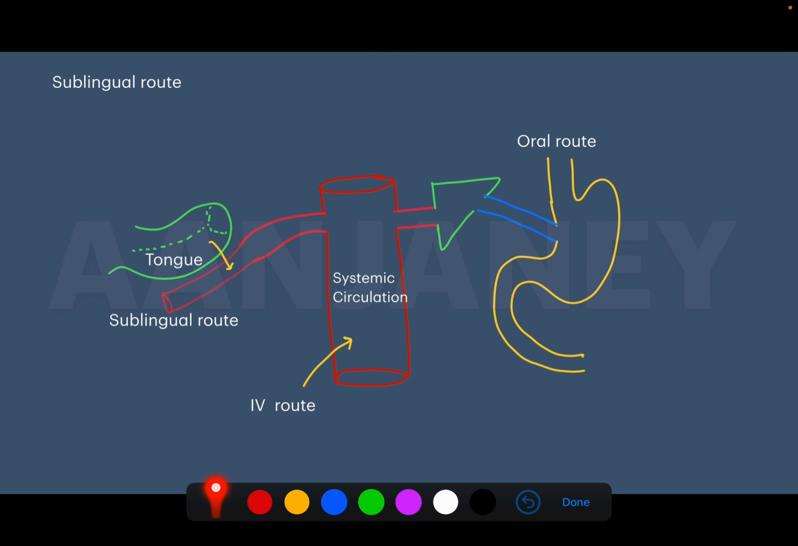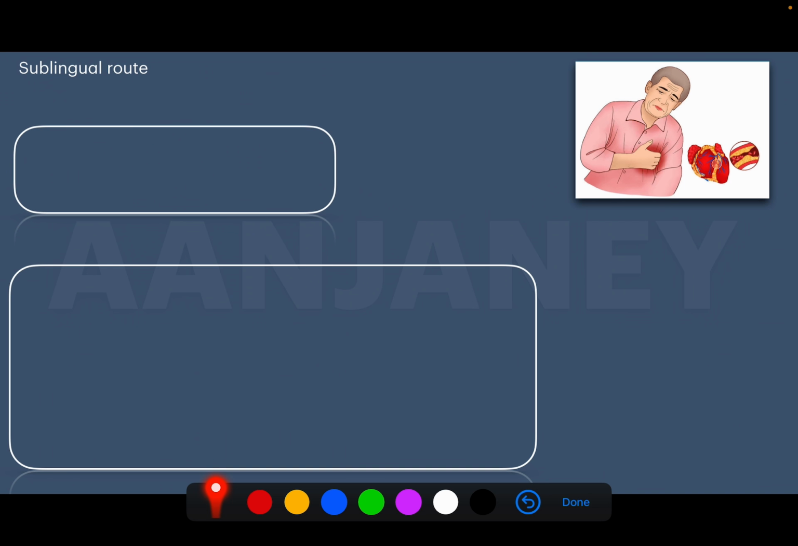But what's the difference? See, both are fast acting, right? The difference between IV route and sublingual route is that in the sublingual route I can put a tablet inside my mouth below my tongue all by myself. I don't have to go to a hospital or a specialized person. But in IV, in order to get the injection, I need to go to the hospital every day. So that's the disadvantage in IV rather than advantage in sublingual. Done.